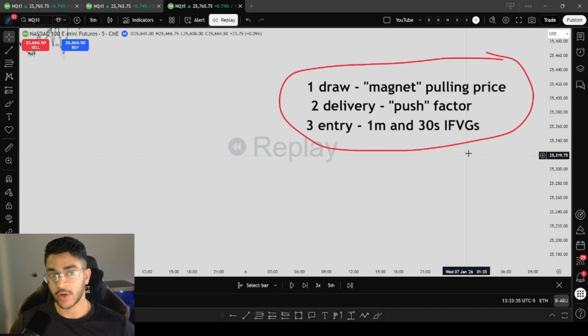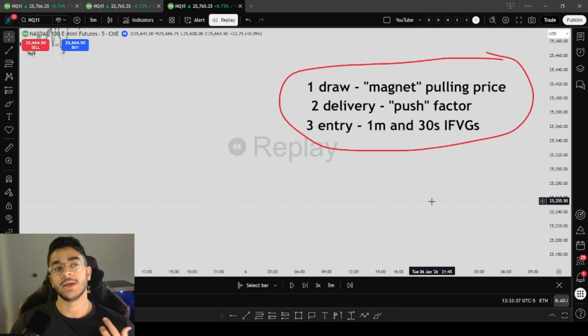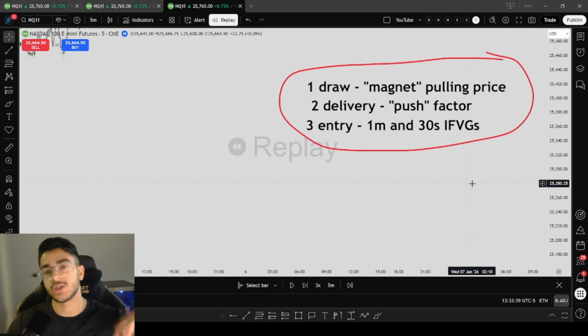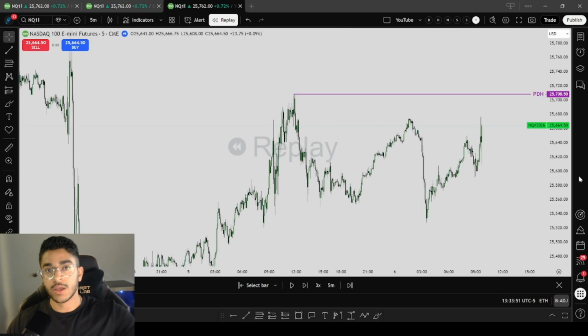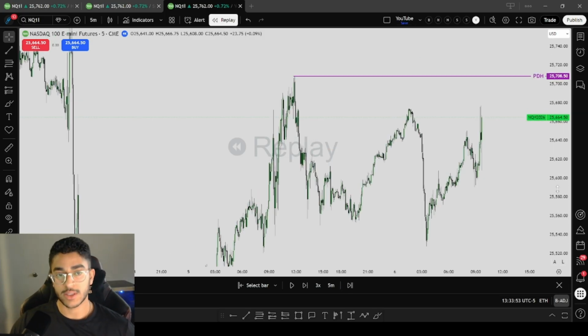So draw, delivery, entry. Take a screenshot of this, write it down, visualize it, right? Magnet, push, and precision entry. So let's take a look at that in the charts. What does that really look like?